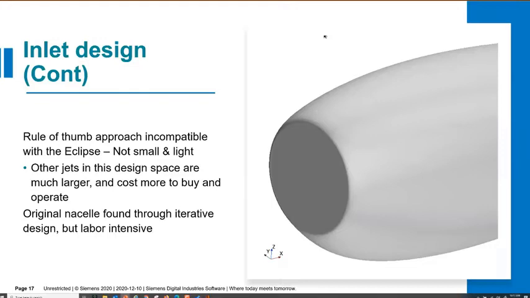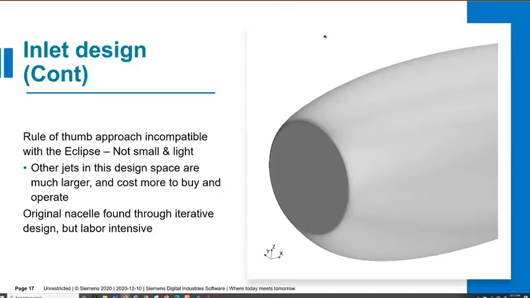When you're looking at the Eclipse jet, targeting something that was really as light as we could make it, those traditional rules of thumb give you a safe inlet, but they don't necessarily give you a much lighter, much higher performance design. They're just rules of thumb. They just generally work. You can find other designs that perform better, such as if you do an iterative design, say manually, like what was done originally on the Eclipse. But it's labor intensive.